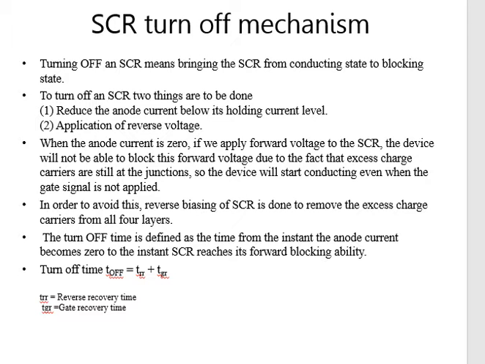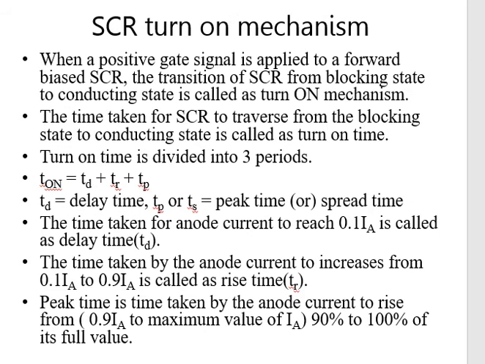When the anode current is zero, if you apply forward voltage to the SCR, the device will not be able to block this forward voltage because excess charge carriers are still at the junctions. So the device will start conducting even when the gate signal is not applied. In order to avoid this, reverse biasing of the SCR is done to remove the excess charge carriers from all four layers. The turn-off time is defined as the time from the instant the anode current becomes zero to the instant the SCR reaches its forward blocking ability. The turn-off time is T off equal to TRR plus TGR, where TRR means reverse recovery time and TGR means gate recovery time.